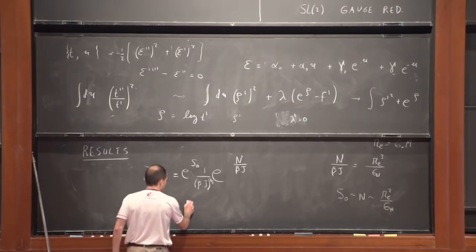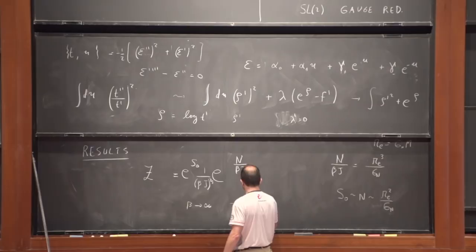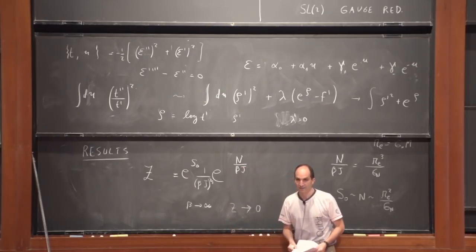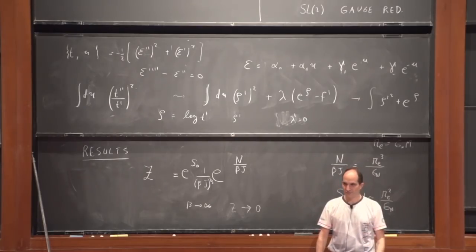So when beta goes to infinity, this whole partition function goes to 0. This is what I'm saying when I say that this is physically wrong. So this is not what we expect for the SYK model. It's not what we expect for black holes. But before you say, oh, I must have done something wrong, we should realize how wrong is it.